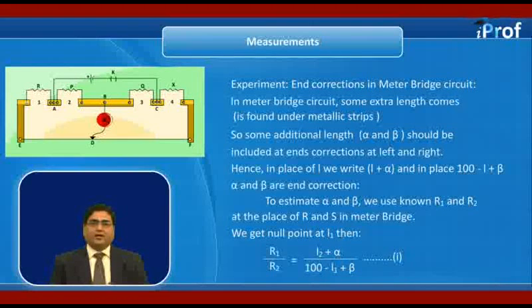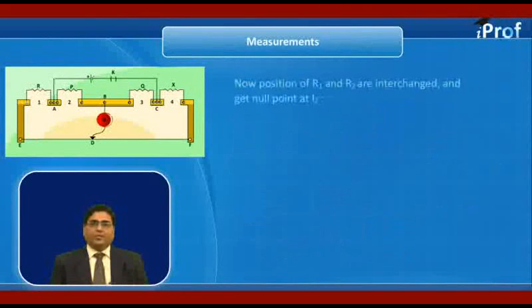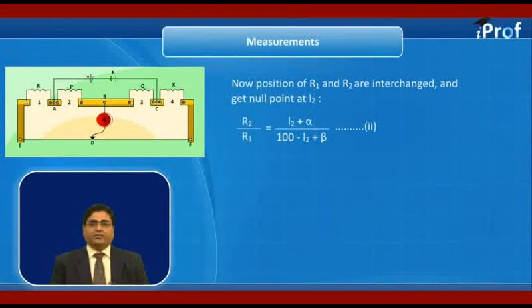plus alpha upon 100 minus L1 plus beta. Now position of R1 and R2 are interchanged. Suppose now we get null point at L2. So we can write R2 upon R1 equal to L2 plus alpha upon 100 minus L2 plus beta.